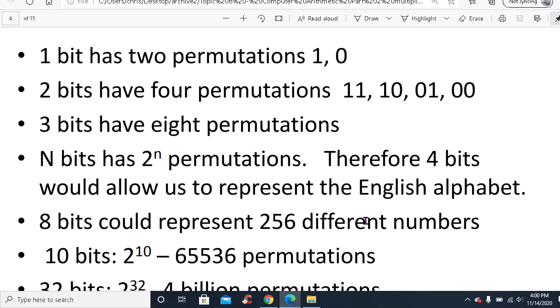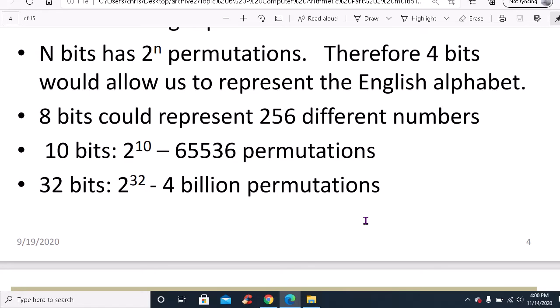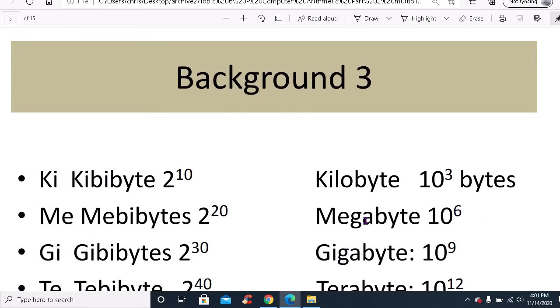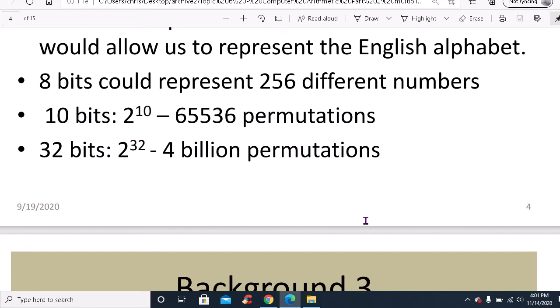10 bits, you get 65536 permutations. And with each permutation, you could certainly represent a meaningful item of data if you want to interpret those bits in a particular way, according to some convention. 32 bits, 4 billion permutations, and so on.